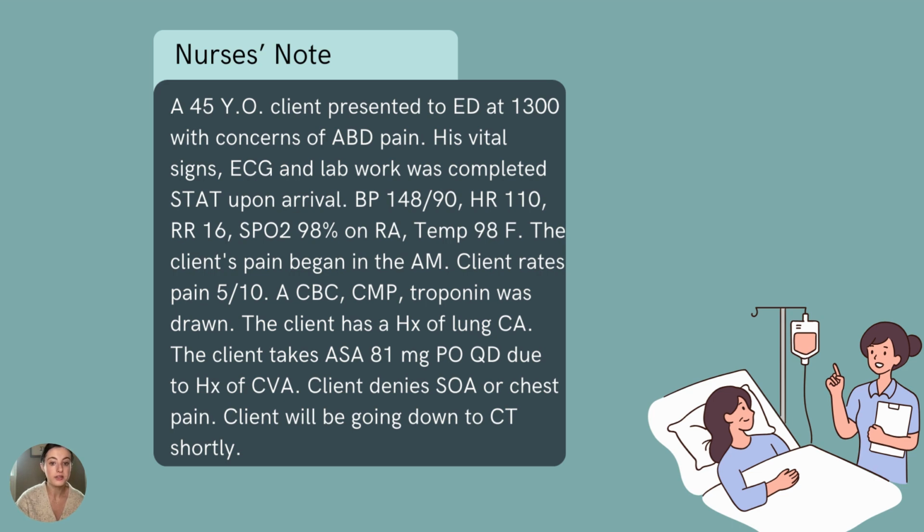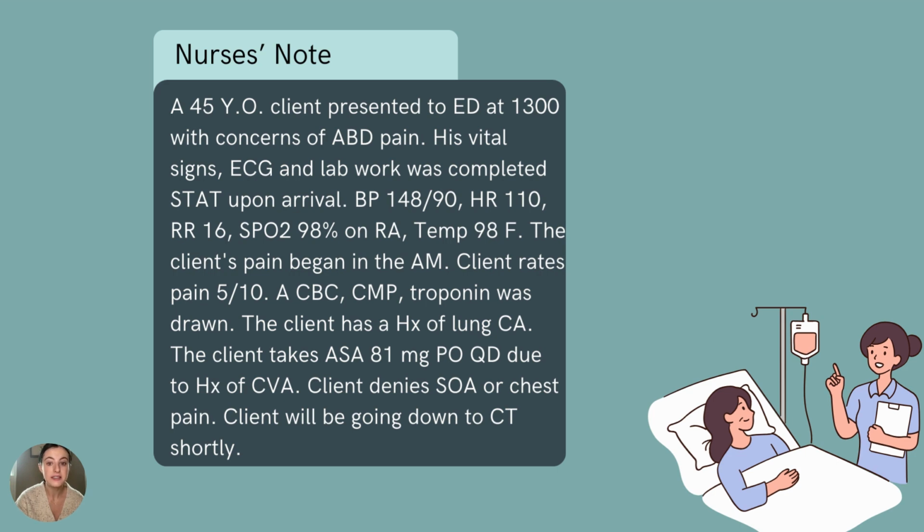Now we're going to go through a nurse's note with some commonly used acronyms. A 45YO client presented to ED at 1300 with concerns of ABD pain. His vital signs, ECG, and lab work was completed stat upon arrival. BP was 148/90, HR 110, RR 16, and SpO2 98% on RA. Temp was 98 degrees Fahrenheit. The client's pain began in the AM. Client rates pain 5 out of 10.